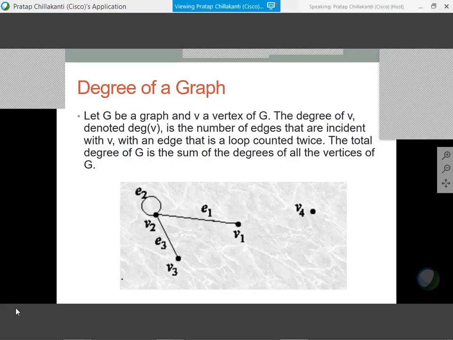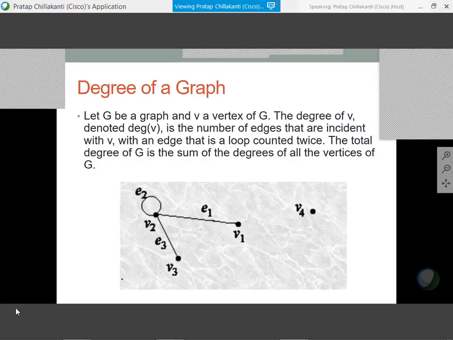Okay. Now, what is the degree of a graph? This is another concept related to some of the things that we are learning. So you have a graph and V is a vertex of G. For each vertex, there is a degree. The degree of V is the number of edges that are incident with V, or incident on V, as we say. The only exception is if you have a self loop, that is counted twice. And then you are given the total degree of G, which is nothing but the sum of the degrees of all the vertices of G.